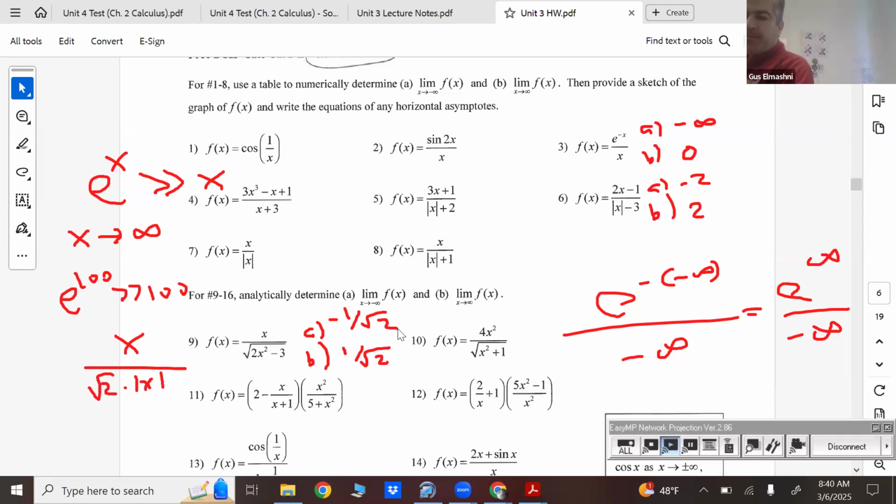For 12, that should just be 5 in each case. Yeah, 5. Both A and B.